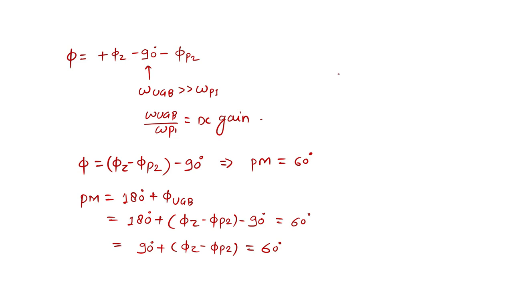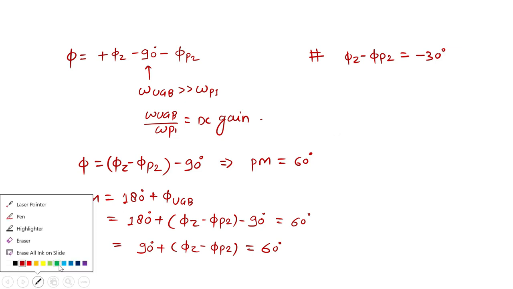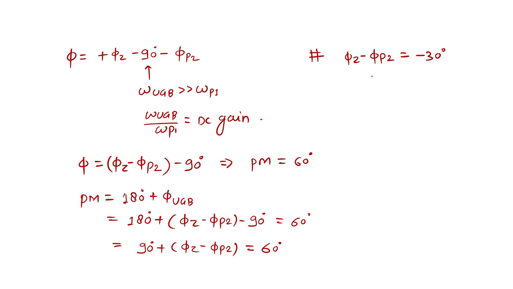So what we can see from here is that 90 is fine. The phi z minus phi p2 should be equal to minus 30 degree. So it should be minus 30 degree. For that, if phi p2 is contributing 20 degree, then it should be like minus 10 degree, which is acceptable, so that it is a minus 30 degree. If it itself is contributing 30 degree, then it should be 0 degree.